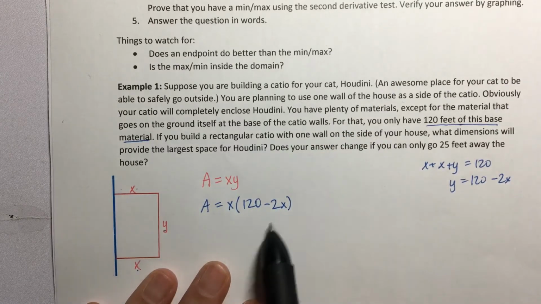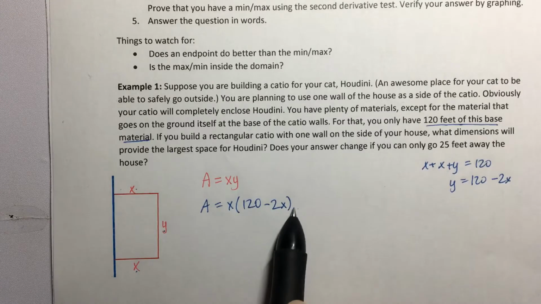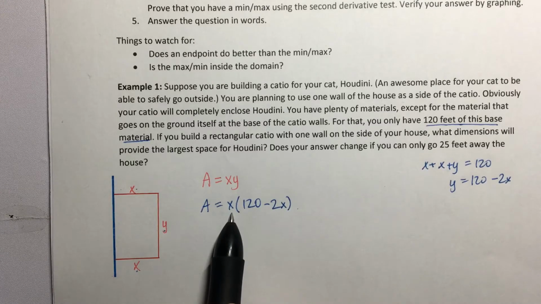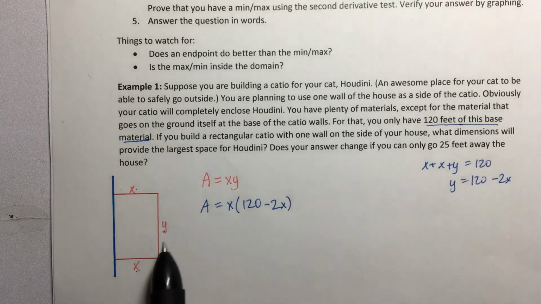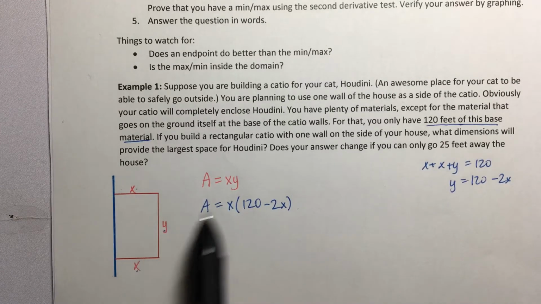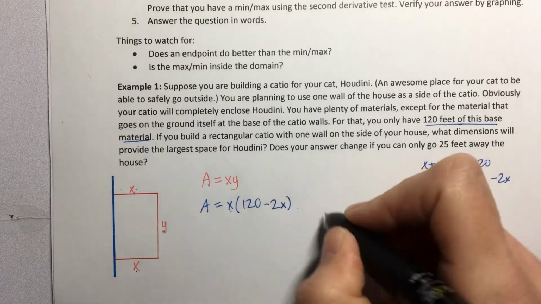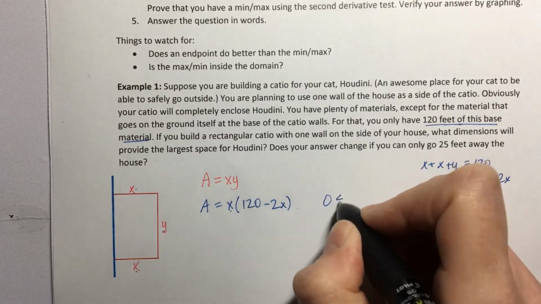Okay, next, we need to specify the domain. So what are the X values that we can use here? Well, the smallest X could be, I'm not saying this would be a good pen at all or a good catio, but the minimum obviously would be 0. X has to be at least that.